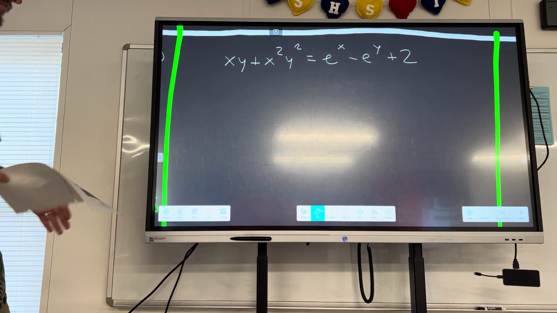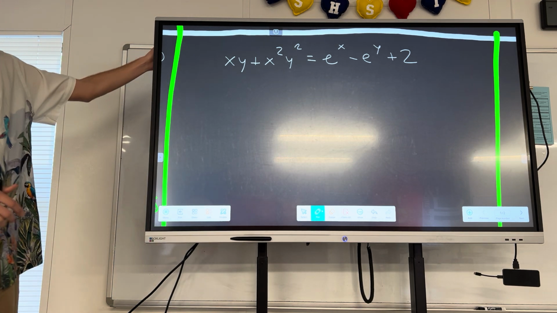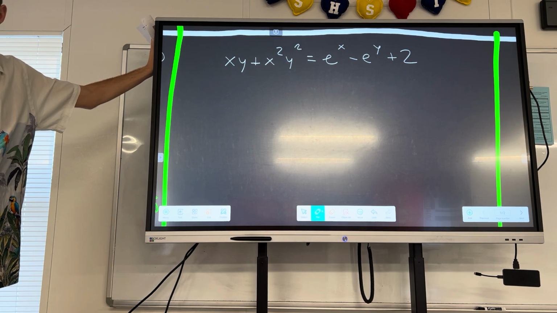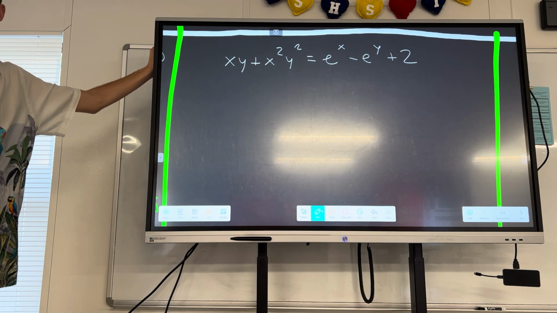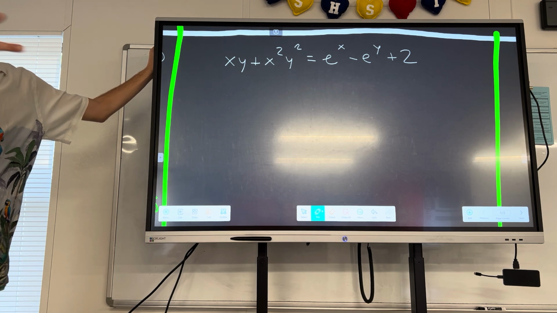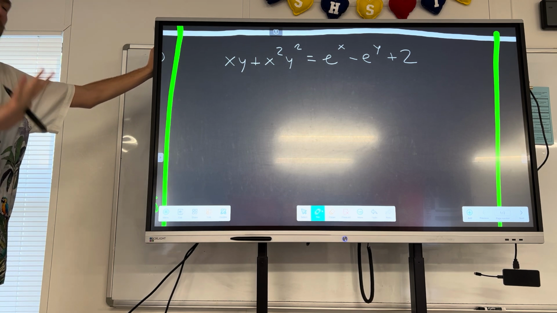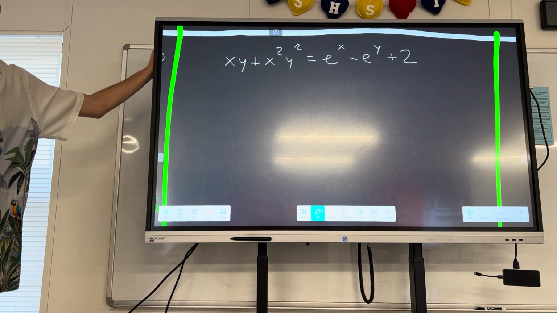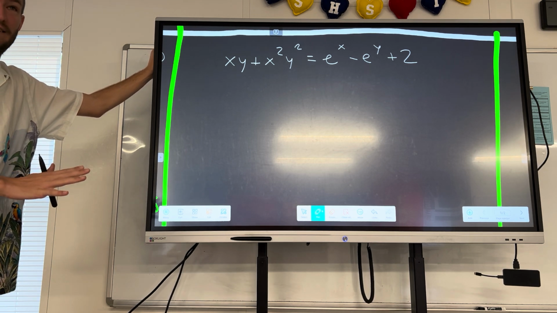All right, now, do we have too many variables here? No. We have x's, y's, and e's, but e's not a variable, e's a constant. So we only have 2 letters, but we got a lot of x's and a lot of y's.